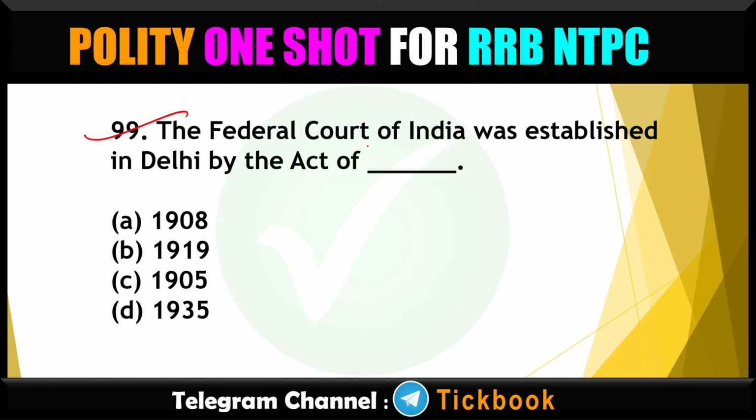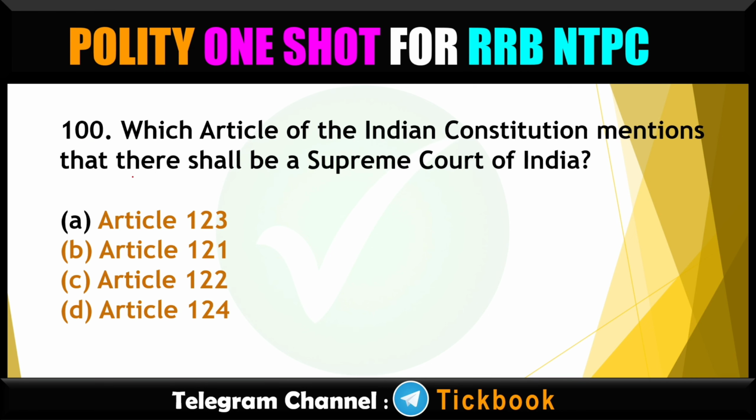99. Federal Court of India was established in Delhi by the Act of option number D, 1935. 100. Which article of the Indian Constitution mentions that there shall be a Supreme Court of India? Option number D, Article 124.